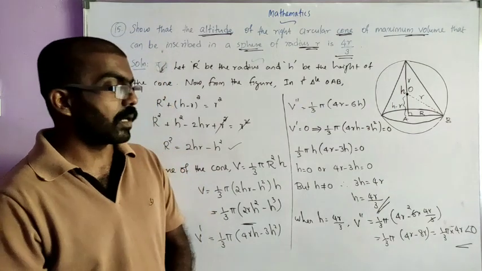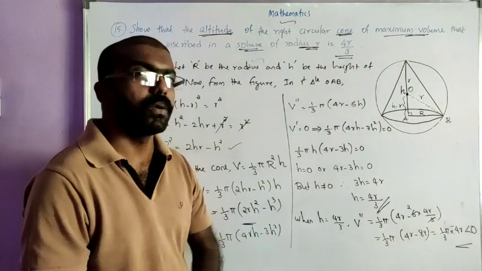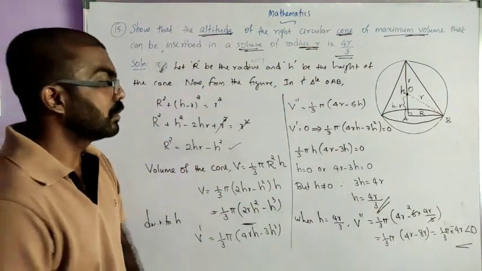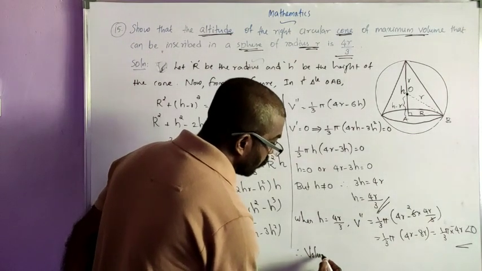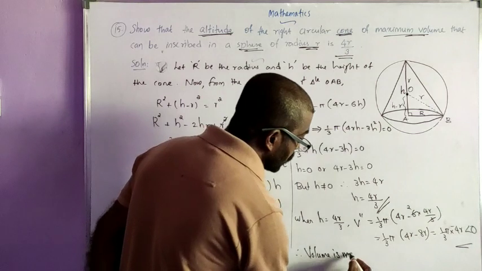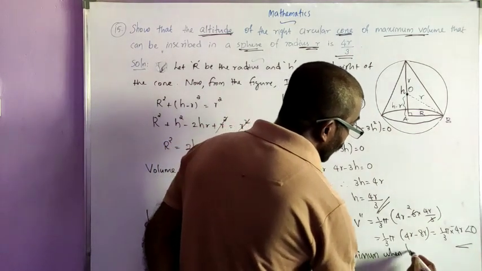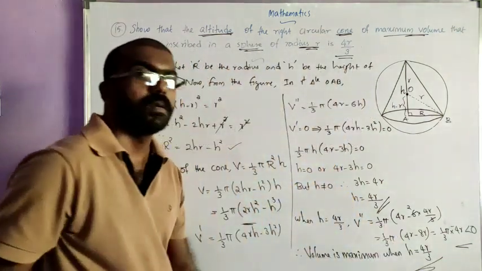So here what can we conclude? The volume is maximum when h is equal to 4r by 3. That is what we had to prove. Therefore, volume is maximum when h is equal to 4r by 3.